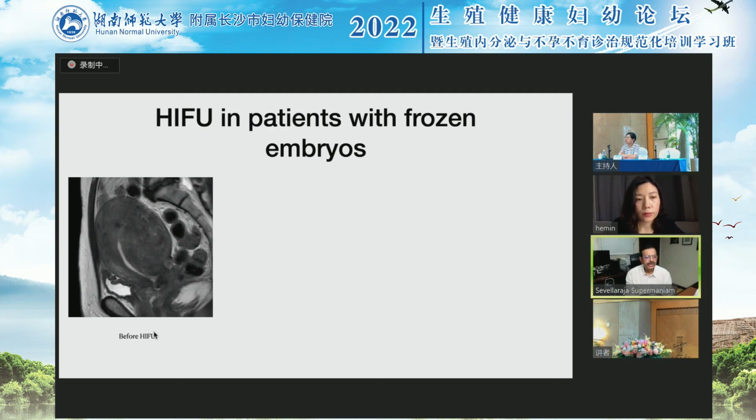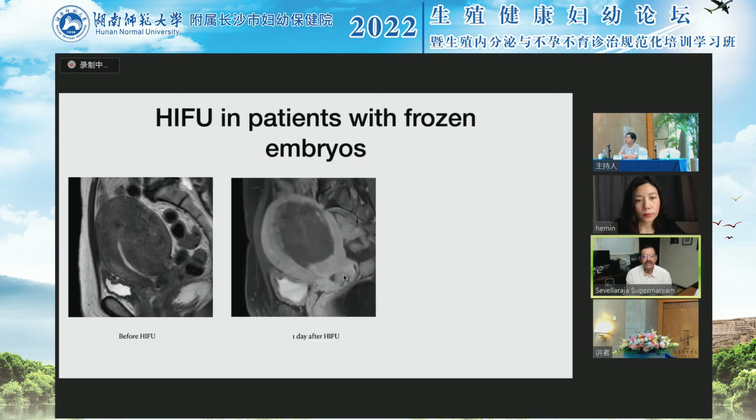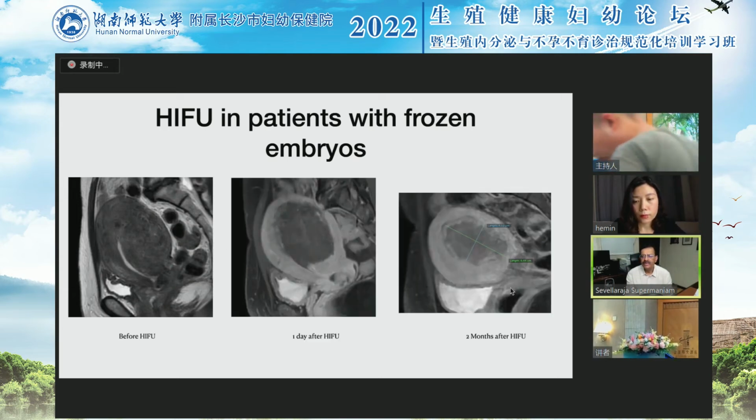So this is another patient. Before HIFU, this is the uterus, an adenomyotic uterus. And this was the ablation 1 day after HIFU treatment. And this was after 3 months of HIFU.